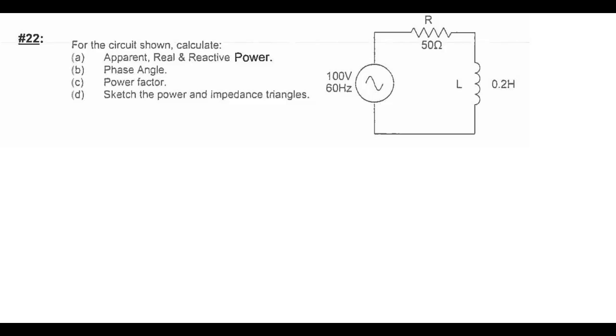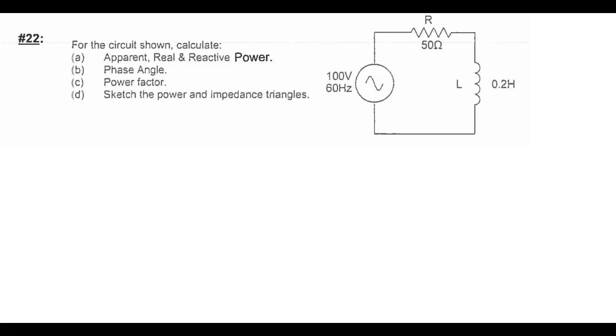Okay, this circuit is our basic series RL circuit. The first thing we're asked to do is calculate the real, reactive and apparent power for a circuit. Now, even though we're not asked to, typically we must start with a calculation of impedance and then current.